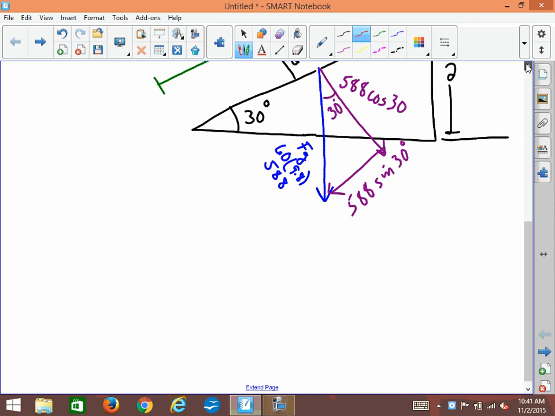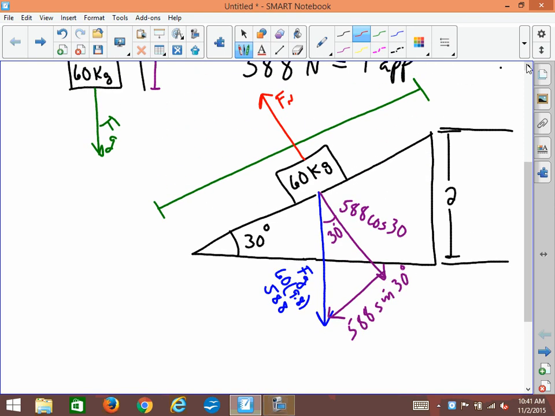Oh, we should put the applied force on there, right? You're going to have to be pushing up the ramp. Let's use black, I guess. So you're pushing up the ramp this way, and this is F applied. All right. How hard should we push up the ramp?